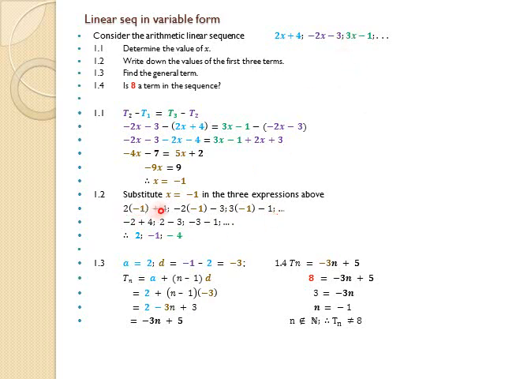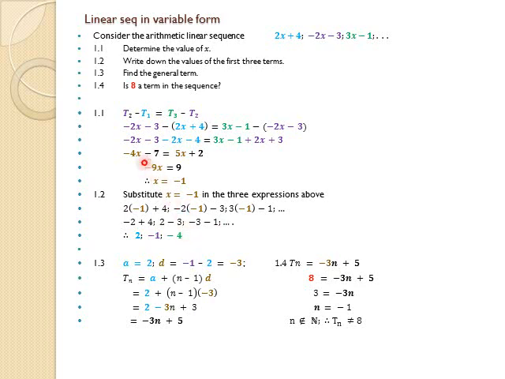That gives me negative 2 plus 4. Negative 2 times negative 1 gives me positive 2 minus 3. 3 times negative 1 gives me negative 3 minus 1. 4 minus 2 gives me 2. 3 minus 2, minus 1. Minus 3 minus 1, negative 4.